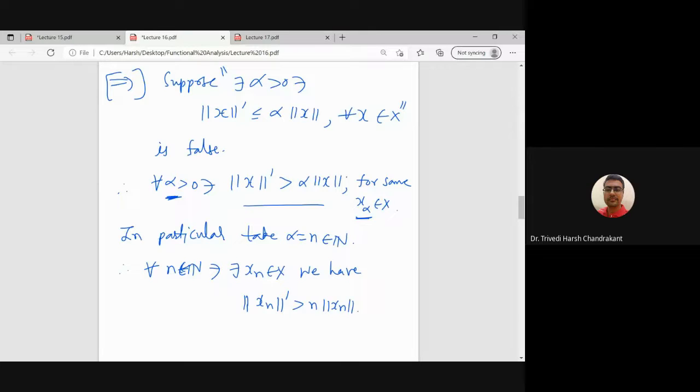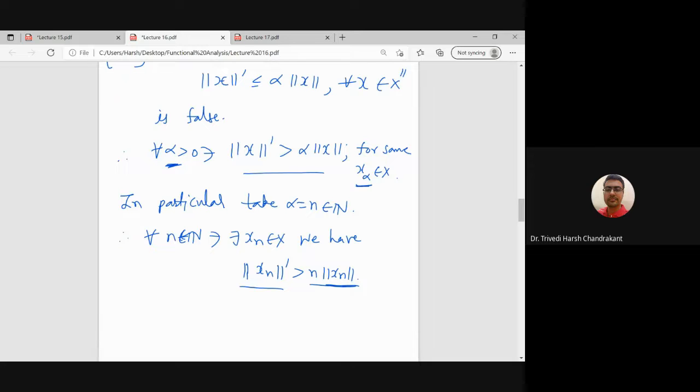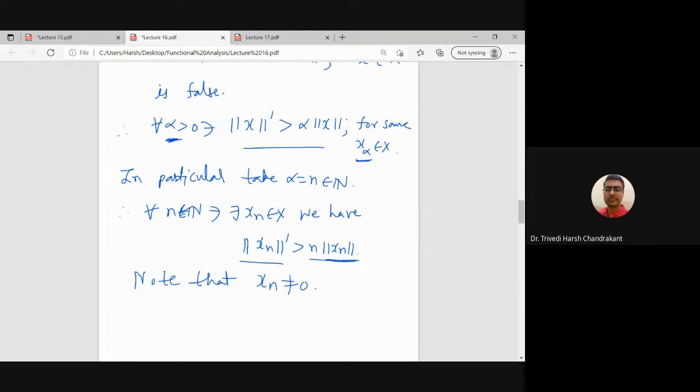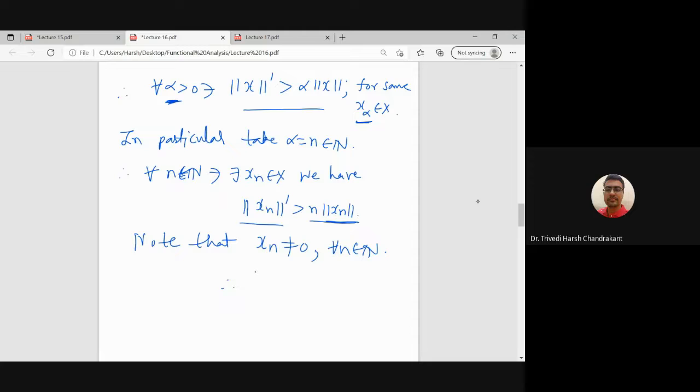Then we know that the norm of any nonzero vector is a positive number. So clearly xn cannot be 0. Why? Because if xn is 0, then this term is 0 and this term is also 0. So we get 0 less than 0. So that is a contradiction. Note that xn is not 0, right, for every n. So if xn is not 0, that means norm of xn is non-zero.